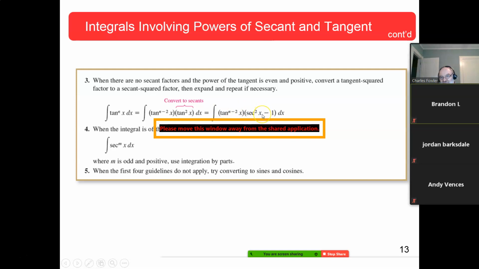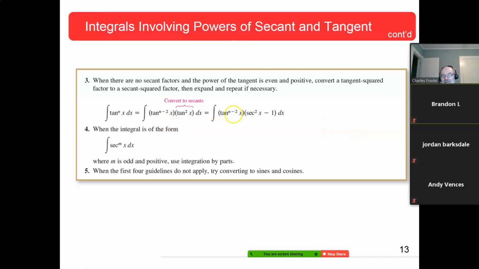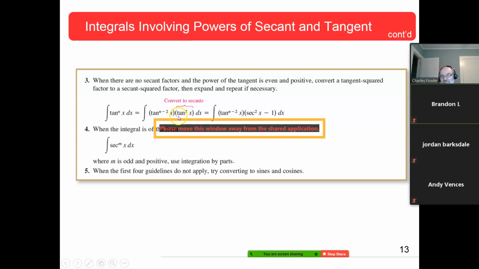This one right there, convert to secants, perfectly fine. And what we have here, they've sort of left out a whole bunch of steps here, okay? This tangent squared, you convert to secants by secant squared minus 1. Now, the tangent to the n minus 2, remember it was even to begin with, no secant factors, then what you have here, derivative of tangent is secant squared. So there you have the derivative, and then this one, the tangent even, do it again, and do it again until you get down to nothing, okay?